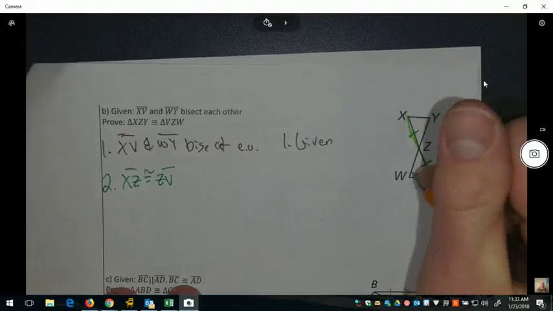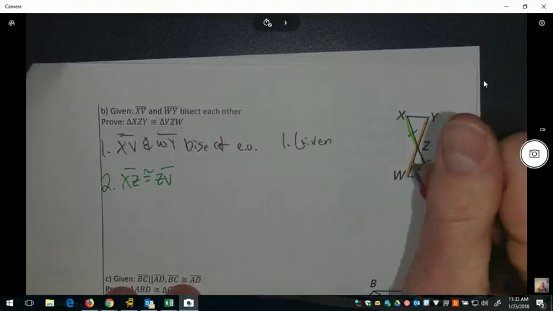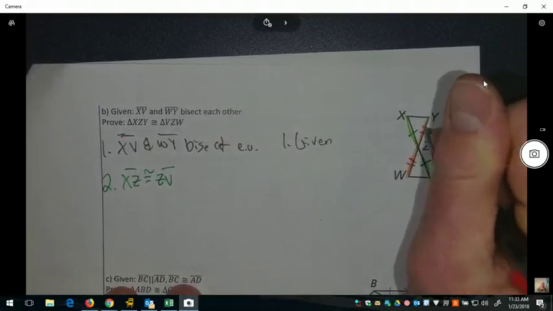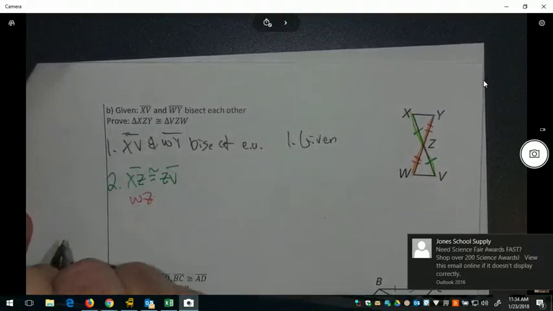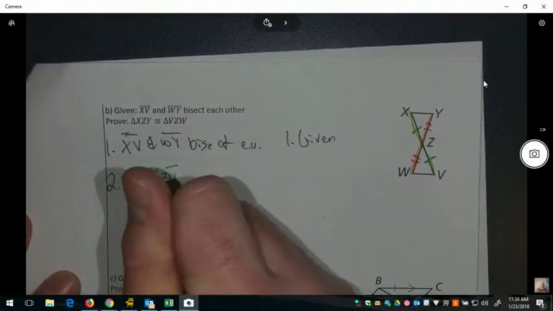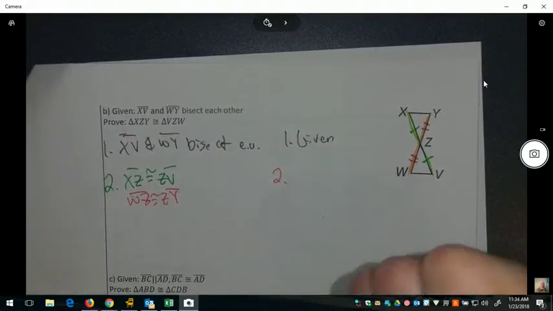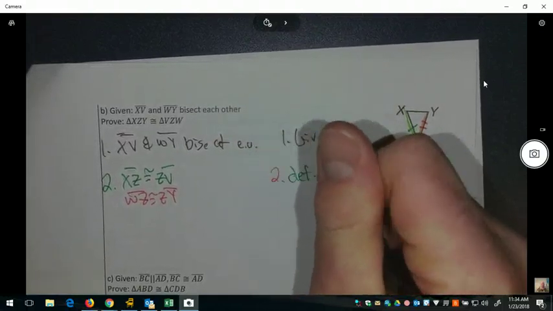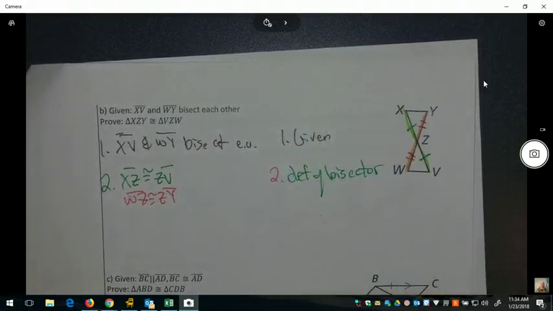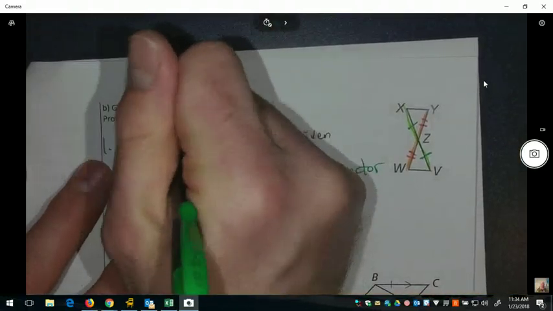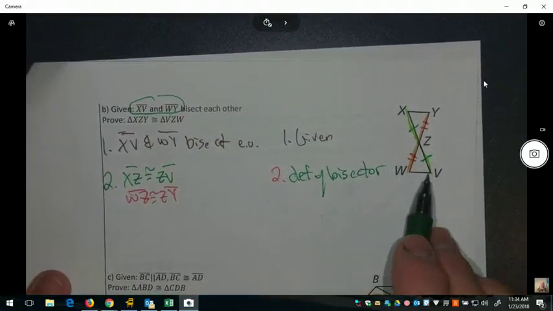And since they bisected each other, WY was also bisected. It was cut into 2 equal pieces. Those equal pieces being WZ and ZY. What reason will I put for that? Definition of bisector. Or definition of segment bisector to be more specific, but definition of bisector is fine. It was segments that were bisected, so we wrote about the pieces of those segments being equal.